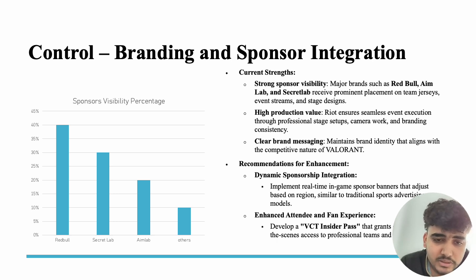On my left you can see sponsor visibility percentages, in which Red Bull tops the chart with 40%, Secret Lab with 30%, and Aim Lab with 20%, and others with 10%. And what is my recommendation for control?